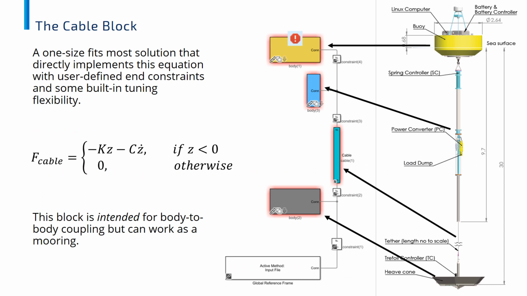The WEC-Sim cable block is a block like any other found in the WEC-Sim library that offers a one-size-fits-most solution that directly implements this equation within your WEC-Sim model. You define the properties of this cable block from the WEC-Sim input file or the Simulink interface, just like any other block you might find. And this block is intended to couple bodies together, but you could use it as a mooring if you wanted to.